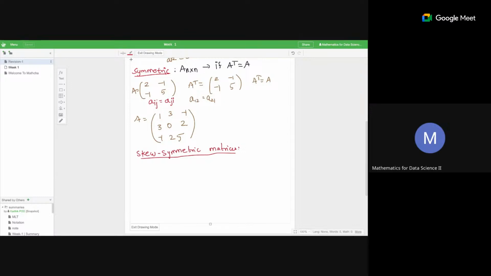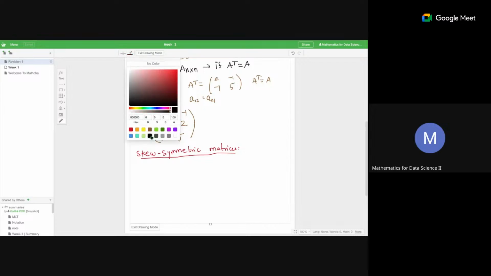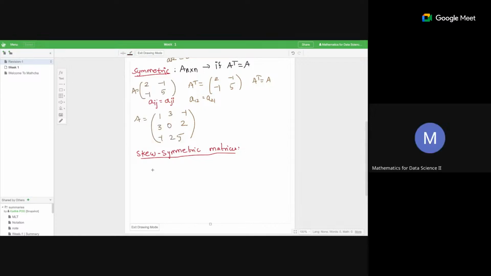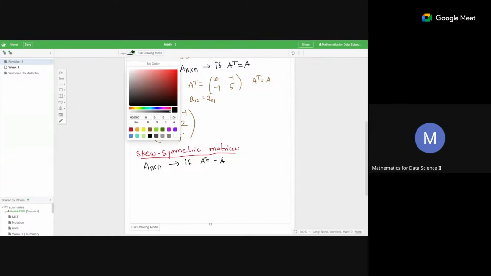Okay. So what are skew-symmetric matrices? Skew-symmetric matrices are again square matrices. You can talk about the skew-symmetric property only for square matrices, if you have A transpose equal to minus A. Your transpose should be equal to minus A. Now for A transpose equal to minus A, what kind of condition will you have? Just like you have Aij equal to Aji here, what will be the condition here? Aij is equal to minus Aji.